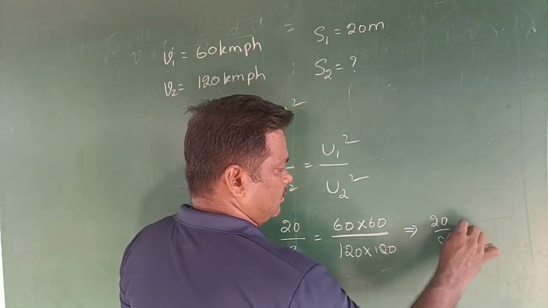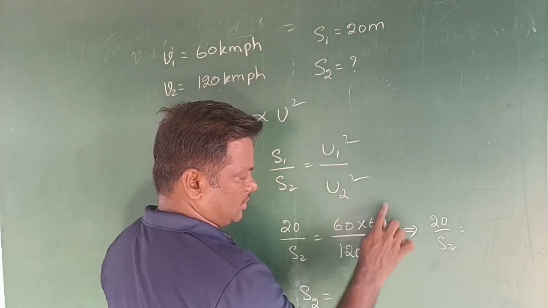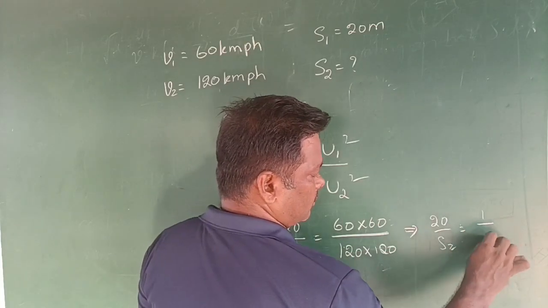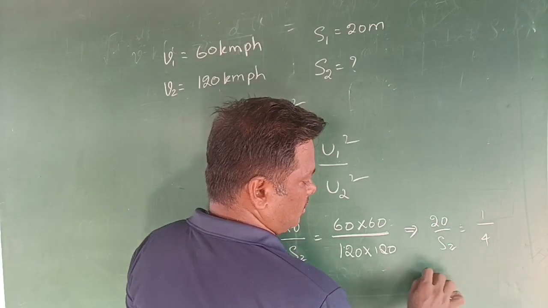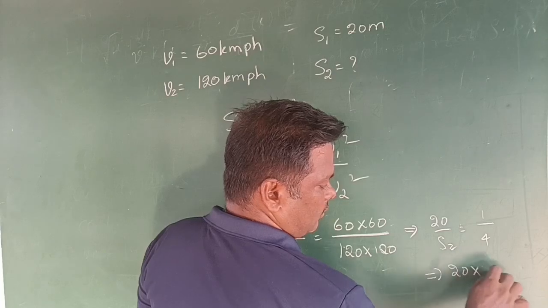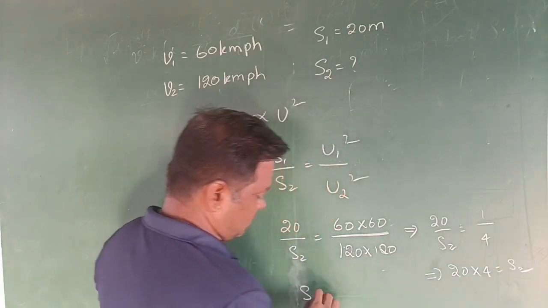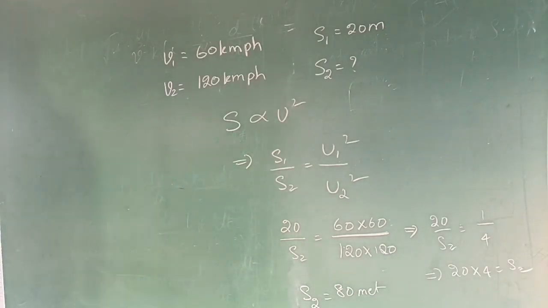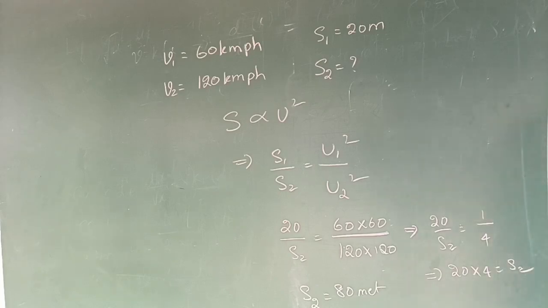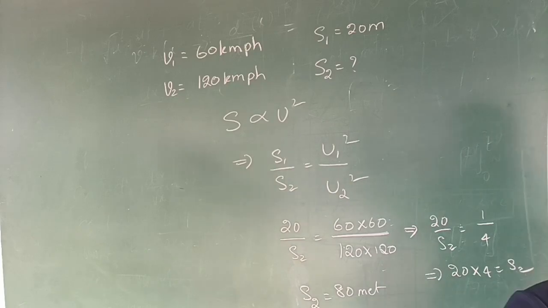20 by s2 is equal to 1 by 4. Just cross multiply. 20 into 4 is equal to s2 into 1. That is, s2 is equal to 80 meters. This much distance they will cover. Note it down. Okay, noted.